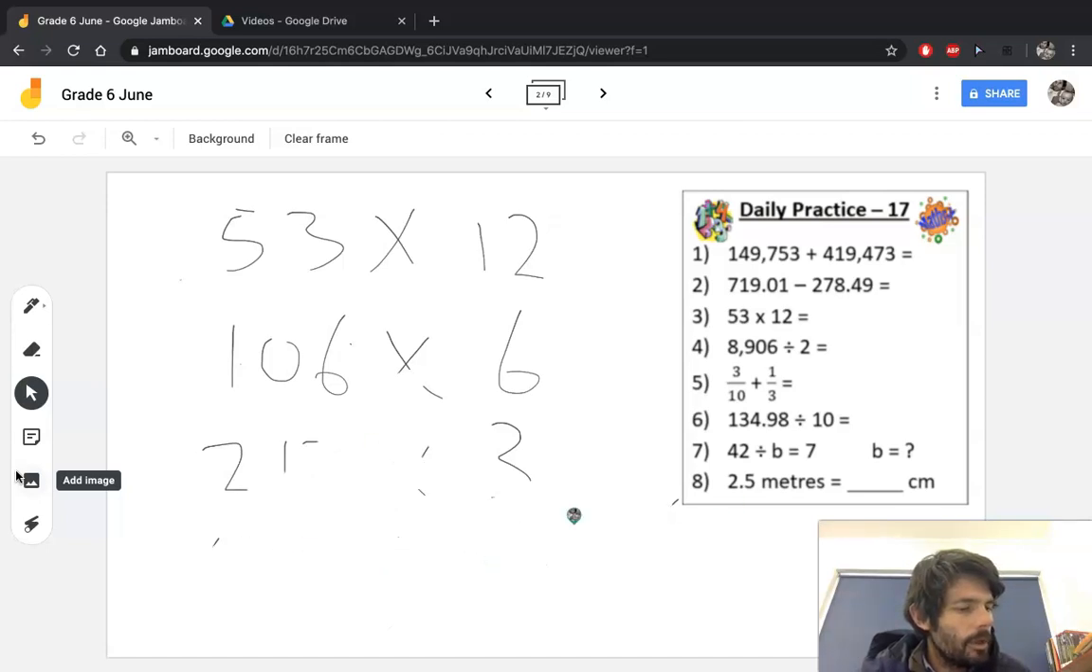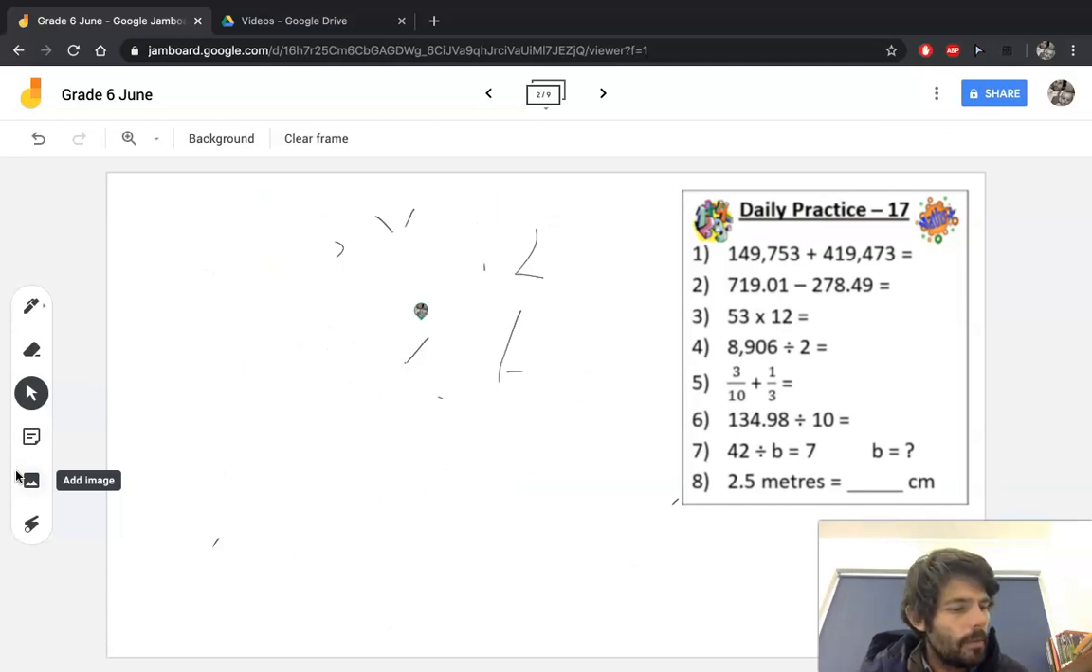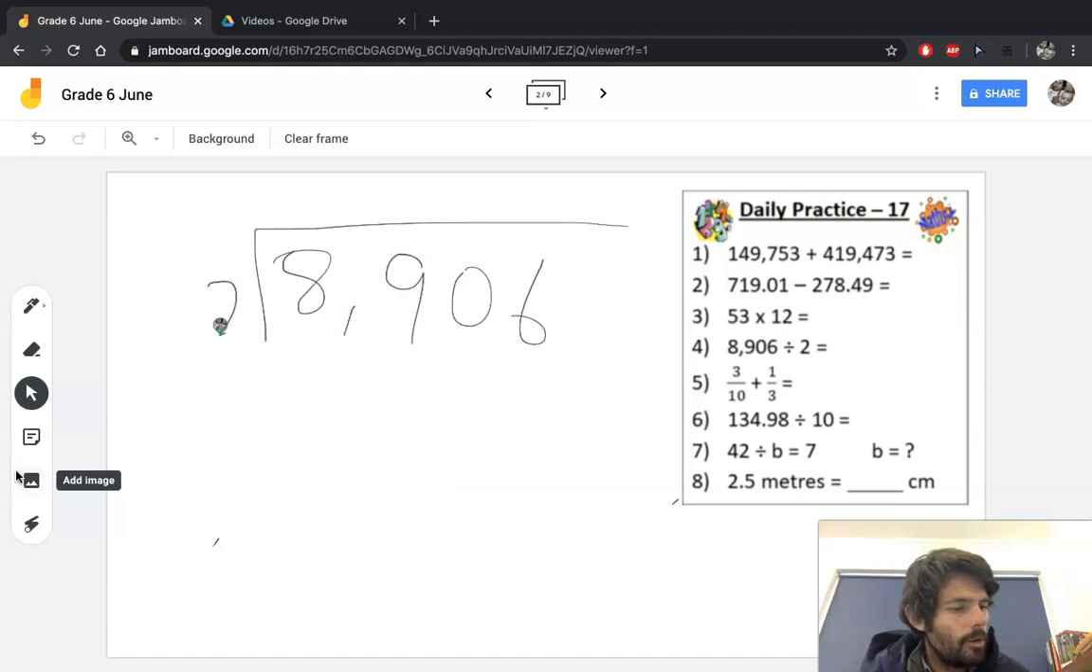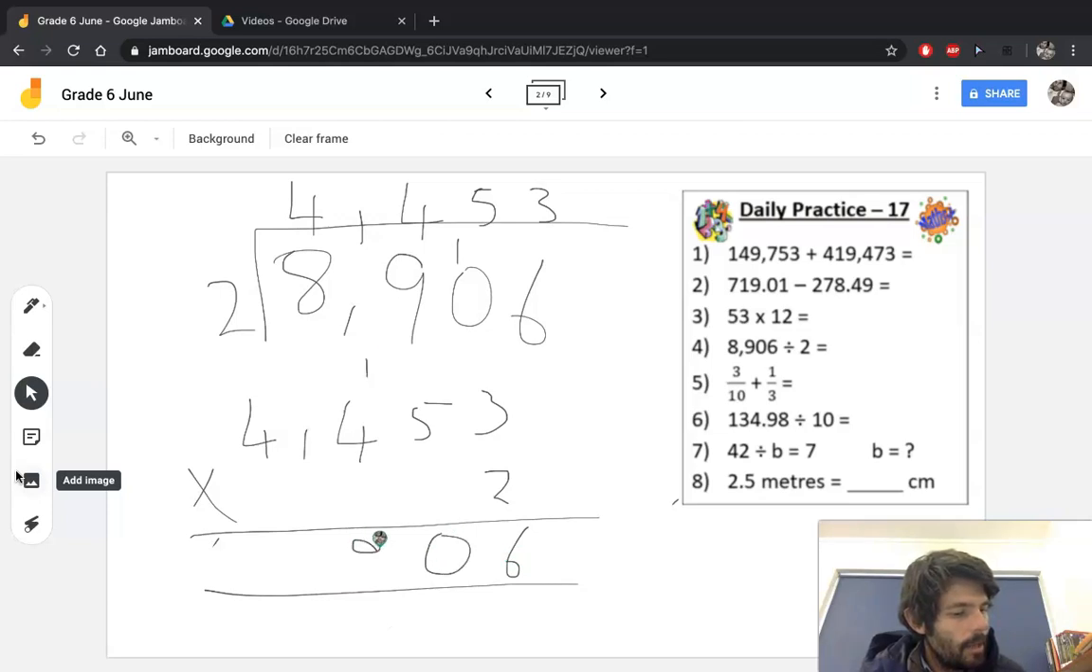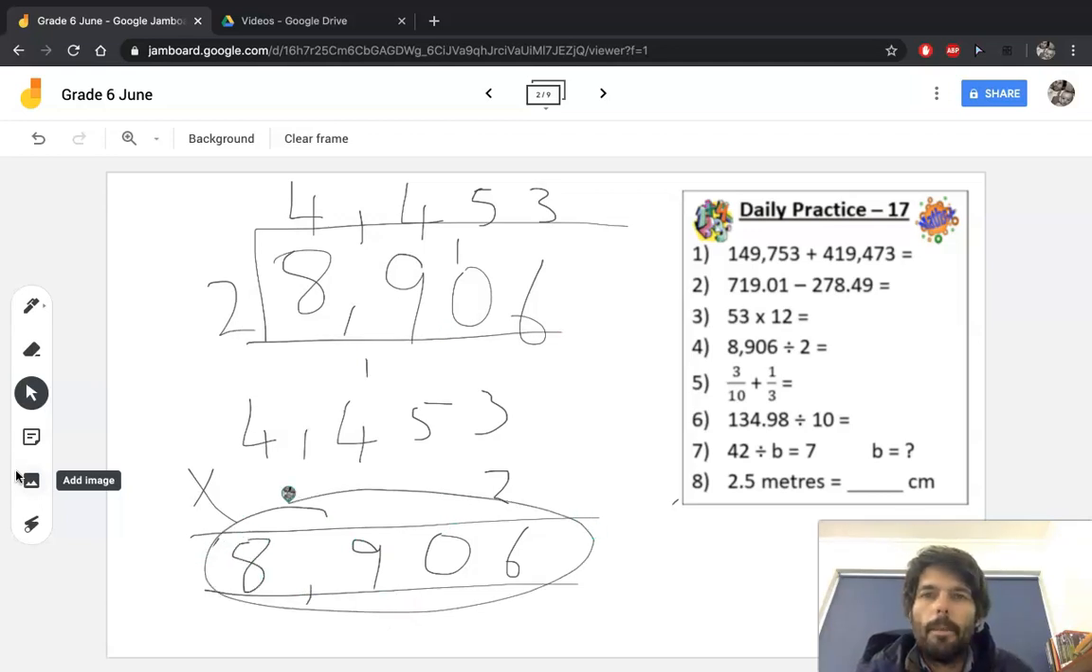Question number 4 is division, and here we're dividing by 2, and we know that when we divide by 2, we just simply need to halve. But if you wanted to show your method and your calculations, which I always encourage you to do, then you are looking at doing the following: 4,453. To check that, we need to multiply it by 2, and I'm just doing another multiplication method here for you. 2 times 3 is 6, 2 times 5 is 10, 2 times 4 is 8, plus the 1 is 9, and 2 times 4 is 8. And you can see the numbers are the same, so we must be correct.